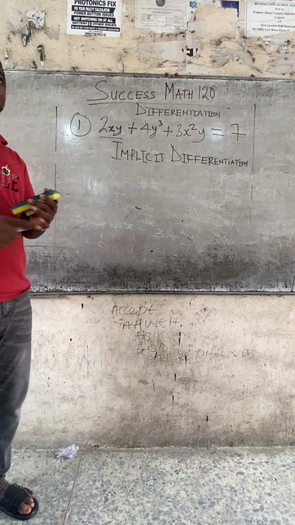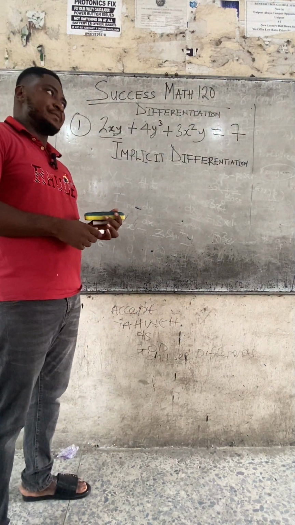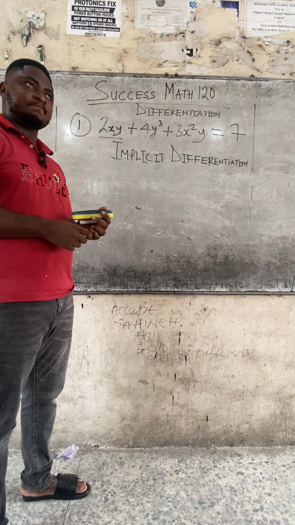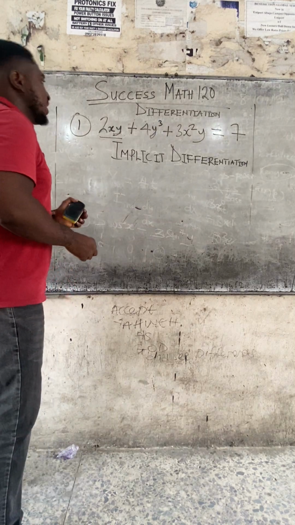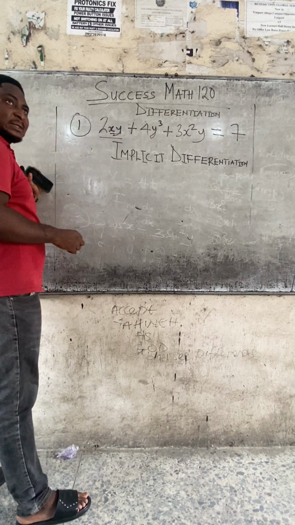Now class, pay close attention. Class, in implicit differentiation, we're not just differentiating x, we're also differentiating y.